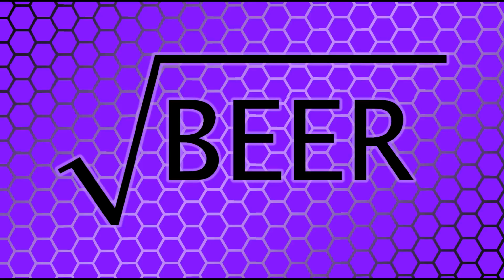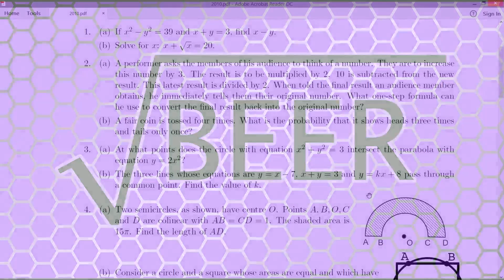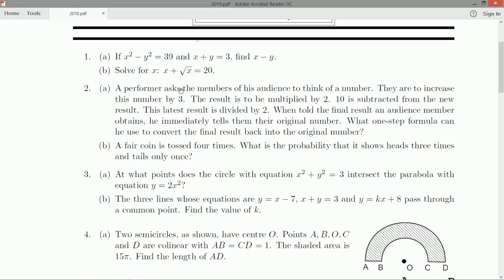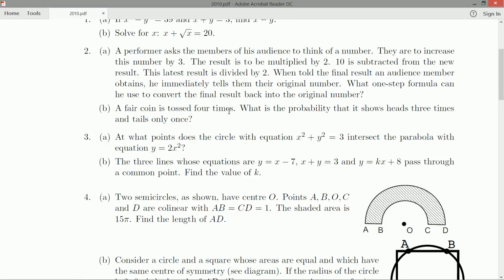At the 2010 Manitoba Math Contest. We're looking at question 3 in this video. We've already seen questions 1 and 2. Those videos are already up, and we're going to take a look at question 3 now. So 3a. At what points does the circle with equation x squared plus y squared equals 3 intersect the parabola with equation y equals 2x squared?